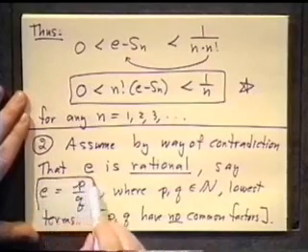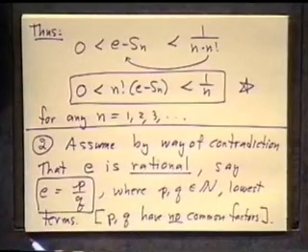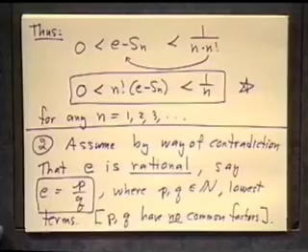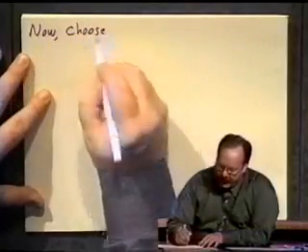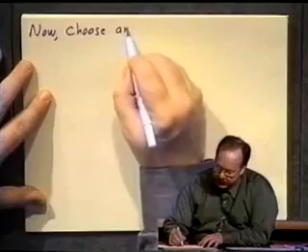Okay, so we've made the assumption that e is a rational number in lowest terms. Now, let me show you what that assumption will lead to. We're hoping that it will lead to a contradiction. First of all, let's choose our n that we're going to be using here. You'll see where the n comes in.